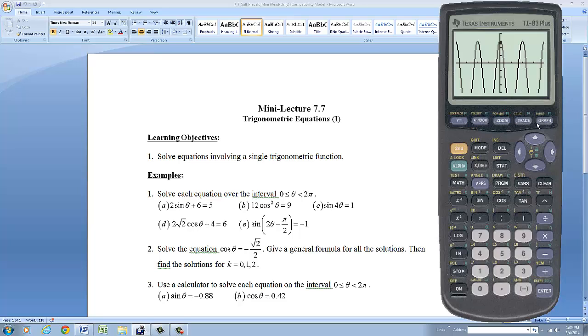So I'm going to do the trace again, and then hit the right arrow, and then slow down. Okay, so there, right there, you see x equals 30, y equals 0. That's an intercept, so 30 is a 0, which is a solution. So 30 degrees then is a solution to the equation. Keep going.